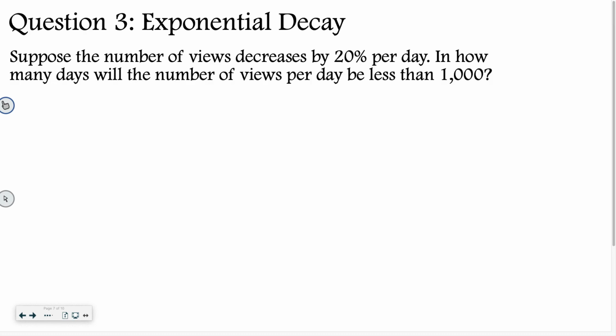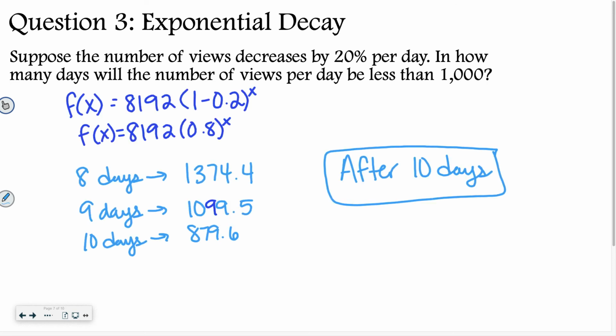All right, question 3. Suppose the number of views decreased by 20% per day. How many days will it take until the number of views per day is less than 1,000? Good luck. Okay, for this problem, hopefully you set up your function as f of x equals 8,192 times 0.8 raised to the x power. Then when you plugged in numbers, hopefully you found that after you plug in 10, you drop below 1,000. When you plug in 10, you get 879.6 views. So that is our first number that's below our 1,000 threshold.